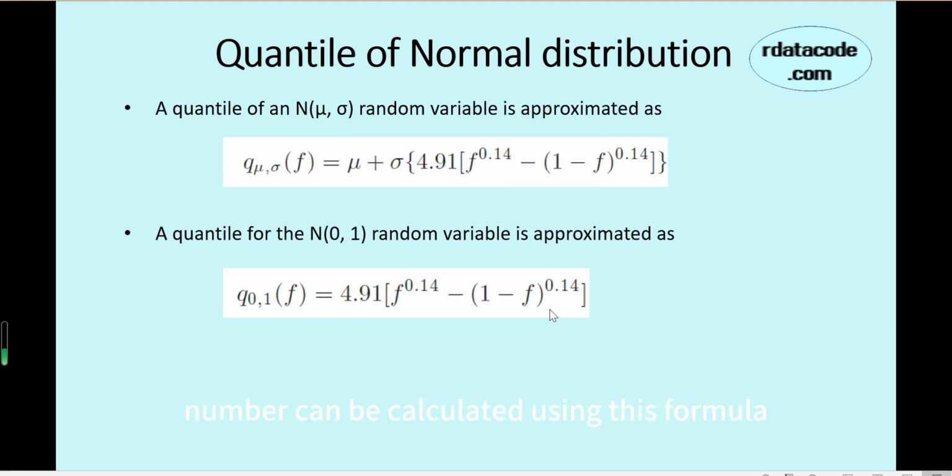For example, for a normal distribution with mean 0 and standard deviation 1, if we want to find the quantile value for a fraction, say 0.32, we just fill in 0.32 in this formula and calculate the quantile value. So we find the quantile value for the random sample, and we find the quantile value from a standard normal distribution.